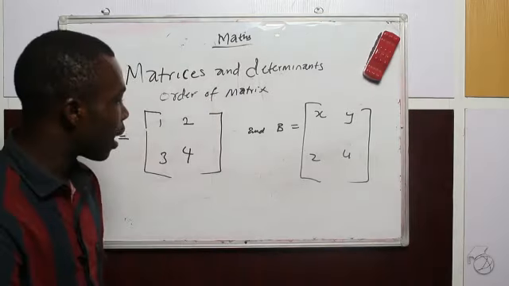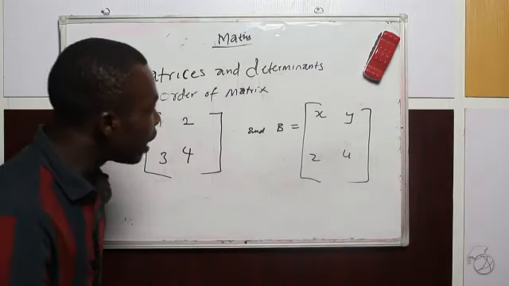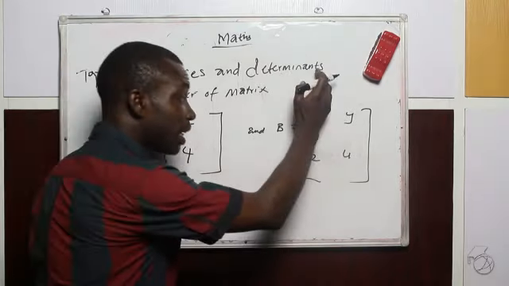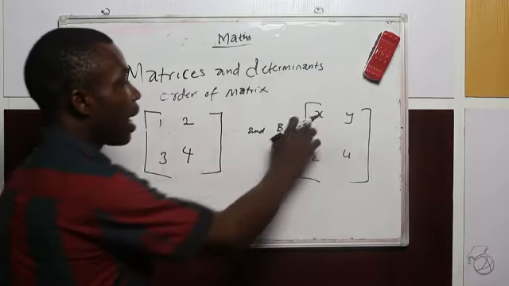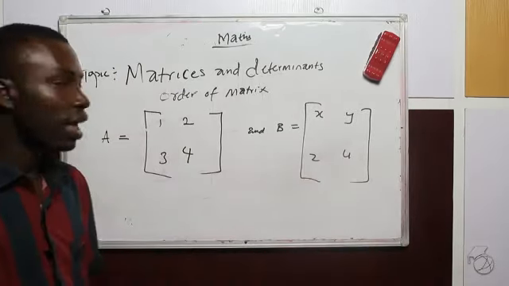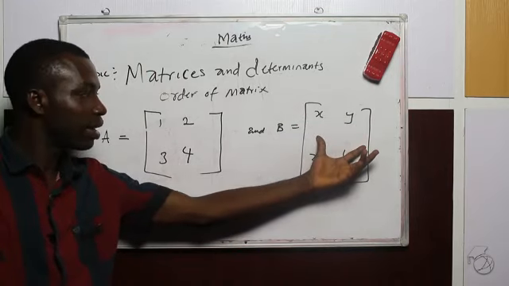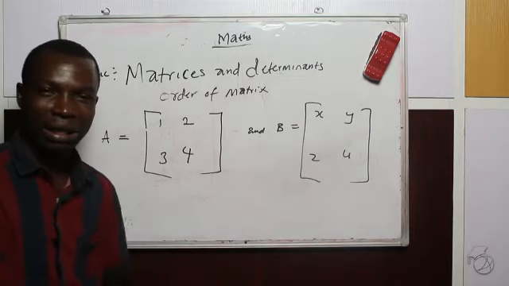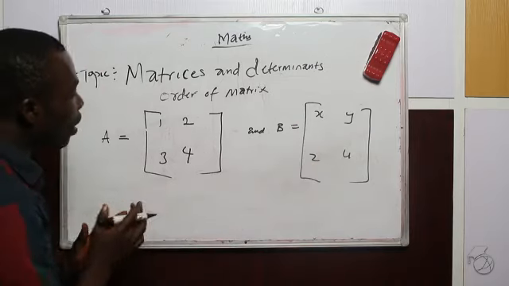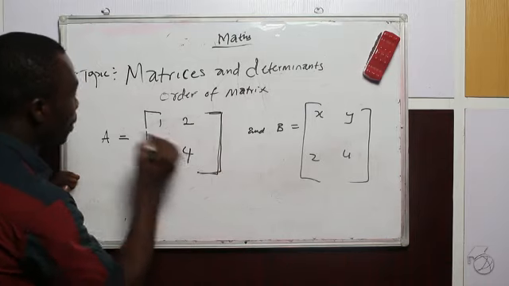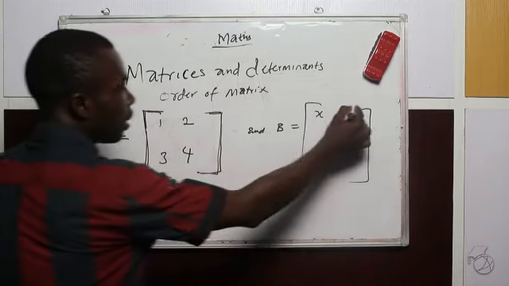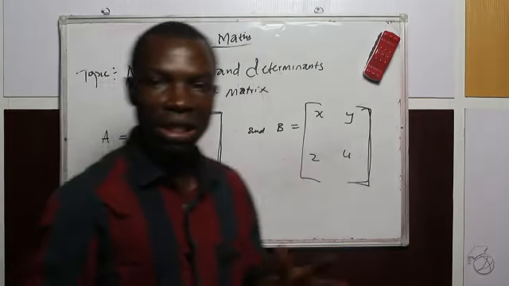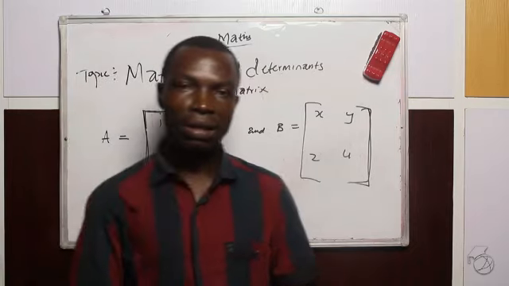Also, this matrix B has the elements X, Z, Y, U. X and Z are arranged in a column, while X and Y are arranged in a row. So these are the patterns by which the elements of a matrix B can be arranged. This shows a rectangular pattern, a rectangular figure in which elements are arranged.